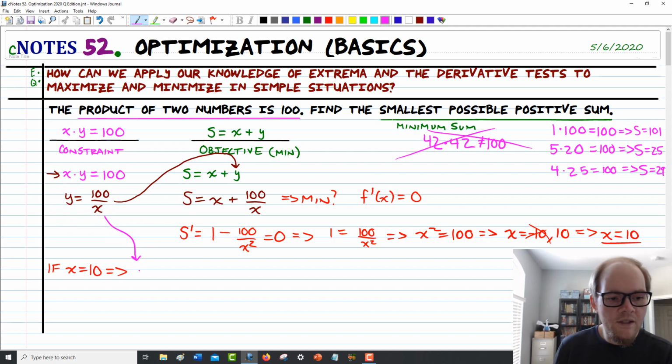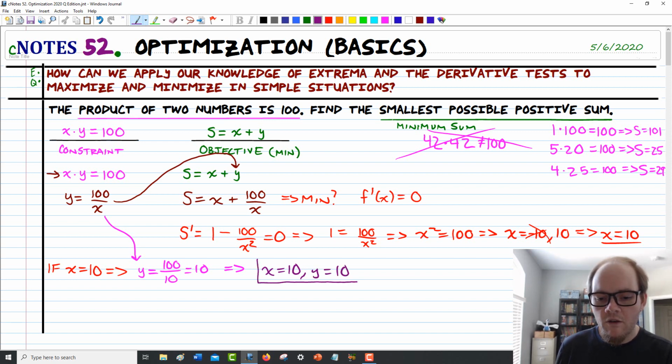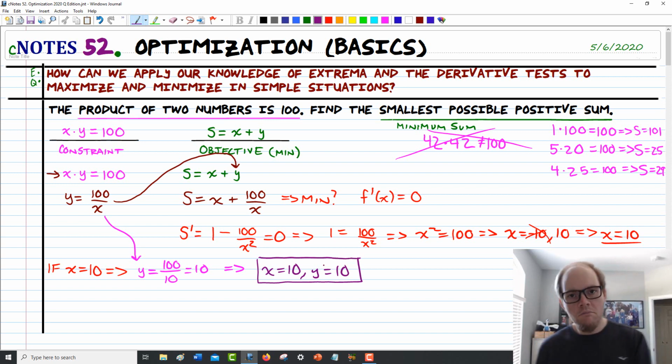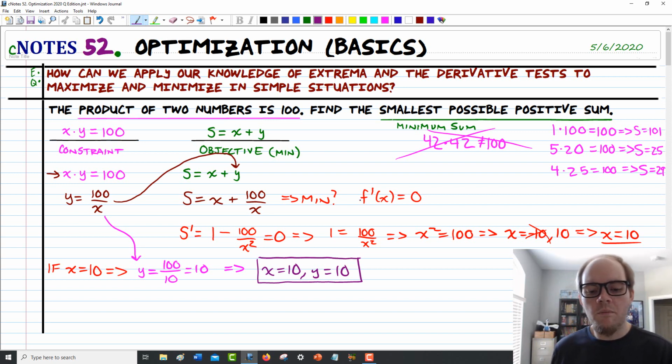We can pull that down and say that then y is going to equal 100 divided by 10 as well, which is equal to 10. So that gives us our potential solution. We can now conclude that x is equal to 10 and y is equal to 10. So if those two numbers have the same value, then their sum is minimized. Makes enough sense, that's simple enough.